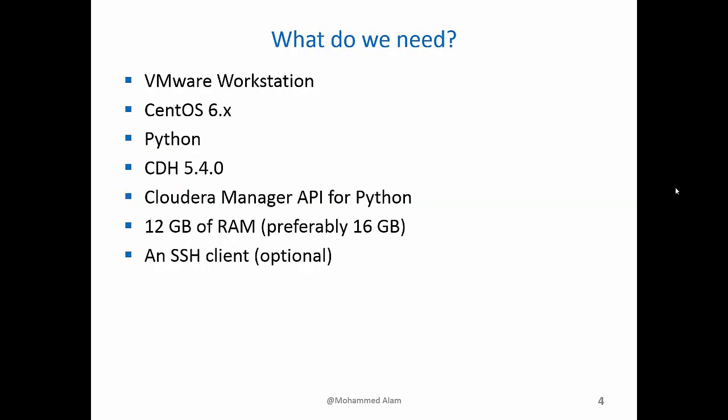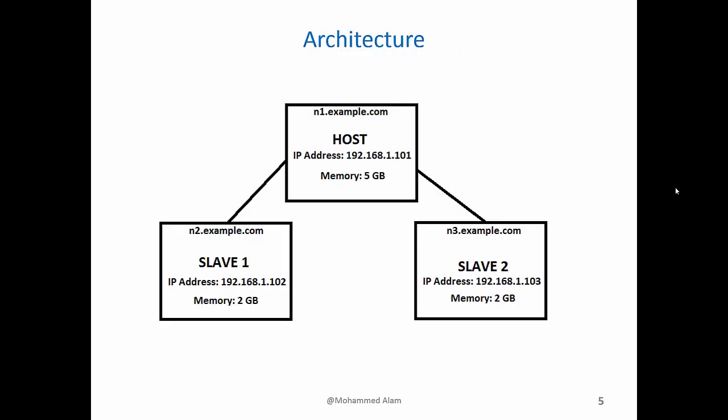For this, we'll need VMware Workstation running on CentOS and at least 12 GB of memory. This is how we're going to design the cluster. As you can see, it contains 3 nodes, 1 master and 2 slaves. The master node runs most of the services and therefore requires higher memory.